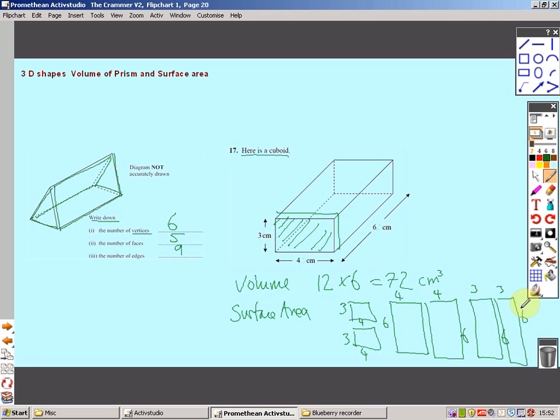Write down what each one is: 12, 12, 24, 24, 18, 18. To get the total surface area, you just add up each of those. That would be your answer, and it would be in centimeters squared.